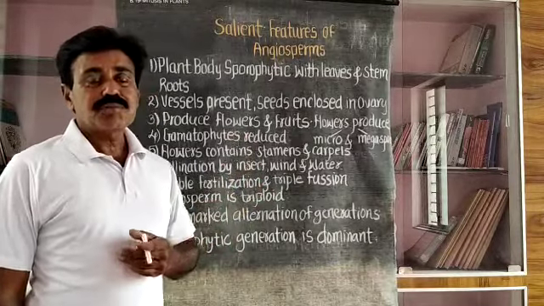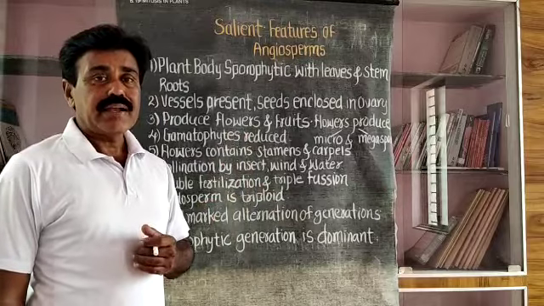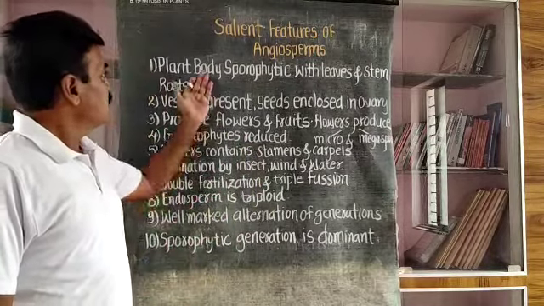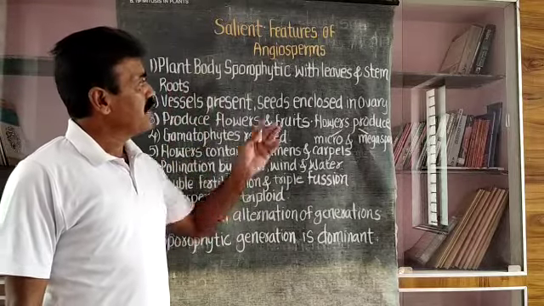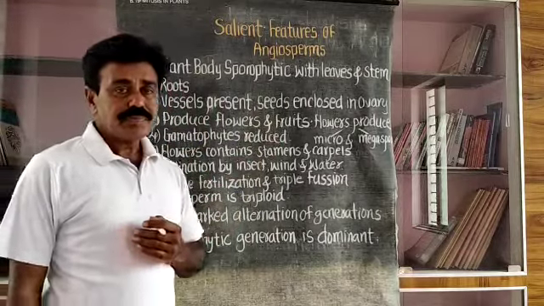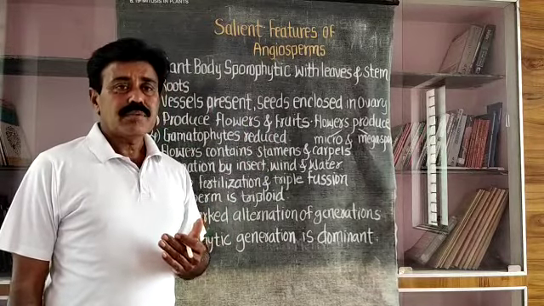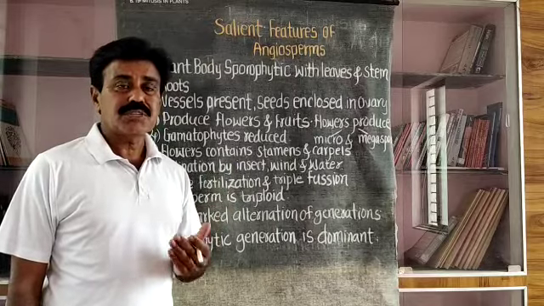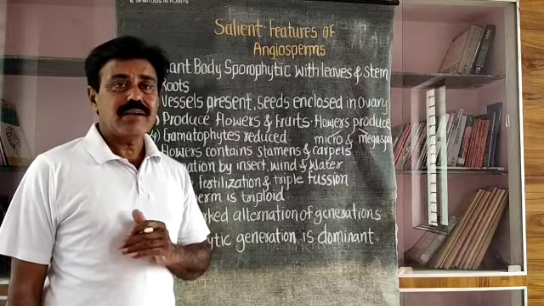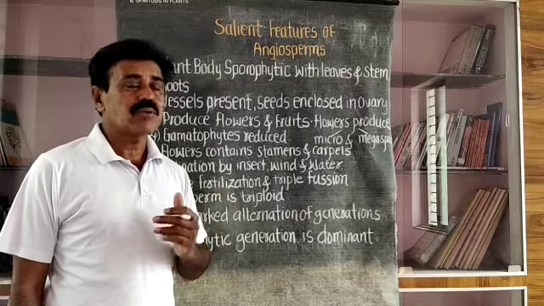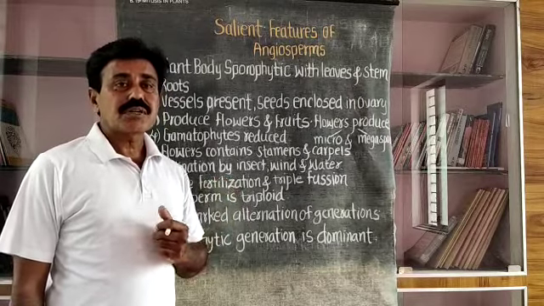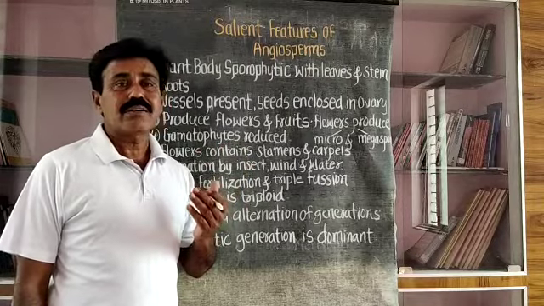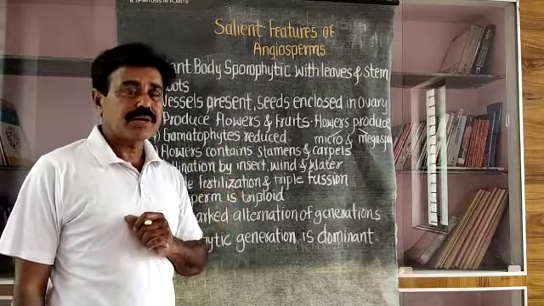Then, as far as the angiosperms are concerned, they are called flowering plants, and these are some salient features of angiosperms. First, the plant body is sporophytic with leaves, stem and root. That means the actual plant body is sporophytic. It bears spores, that is microspores and megaspores. These two types of spores are developed in the reproductive structure of angiosperms, which you know is commonly called a flower, and hence the plants are called flowering plants.